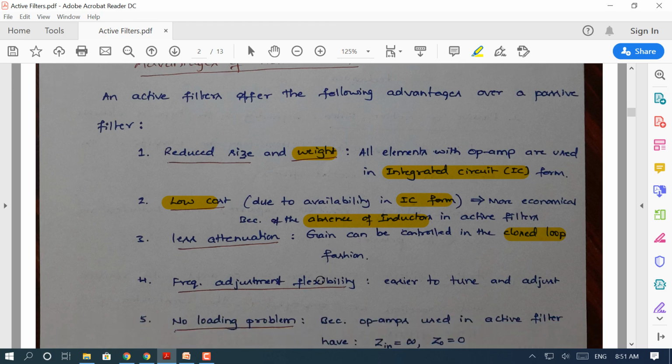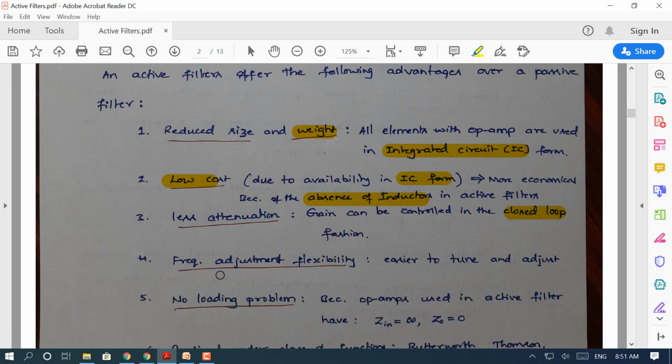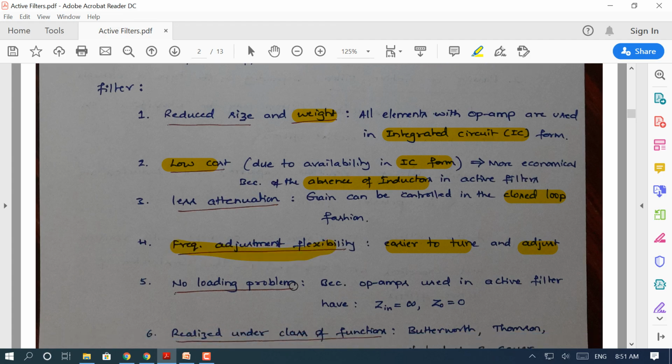The other advantage is that frequency adjustment in active filters is very much flexible compared to the passive filter, and it's much easier to tune for whatever frequencies we intend to pass and we intend to block. That can be easily tuned and adjusted in active filters. Such frequency adjustment flexibility exists in active filters.